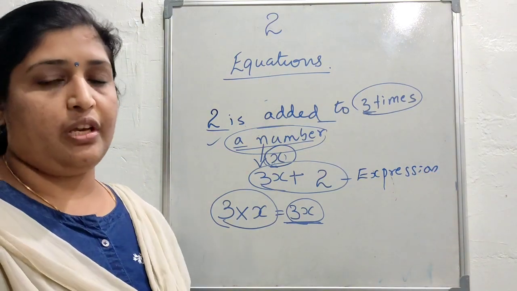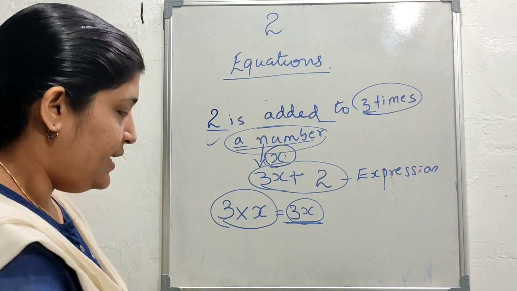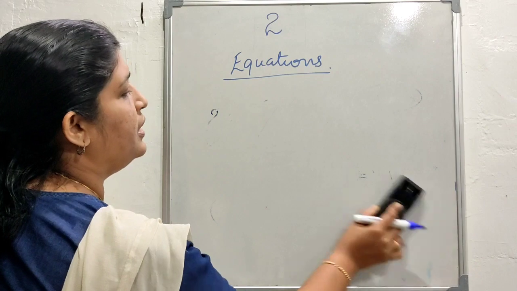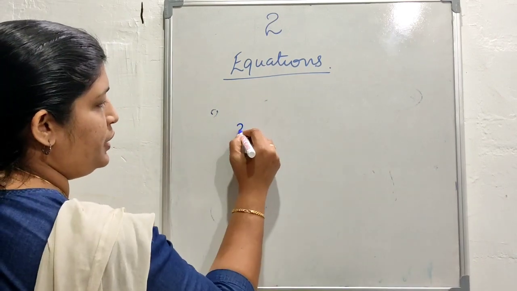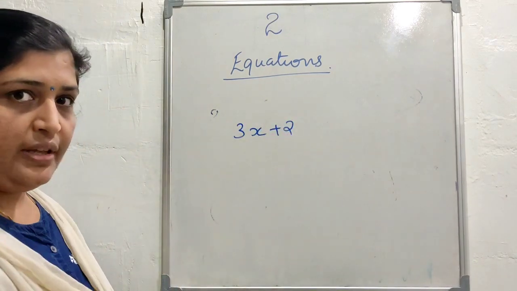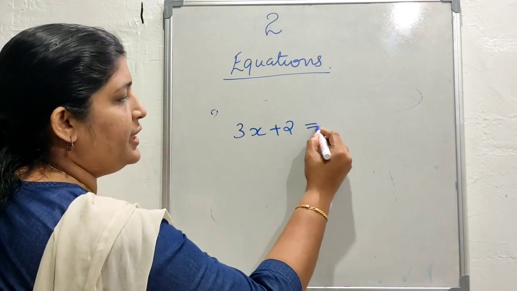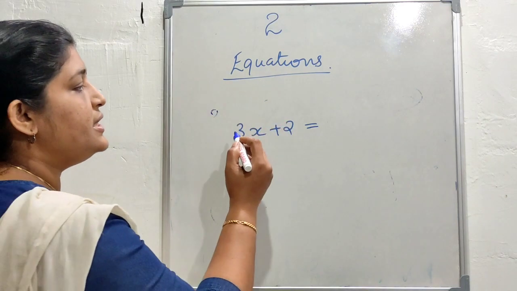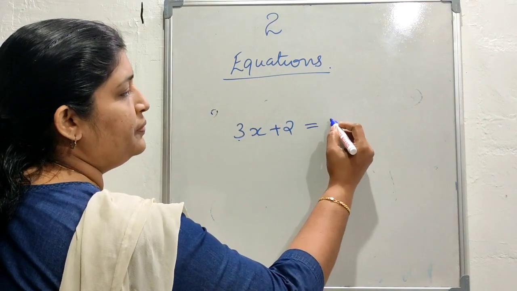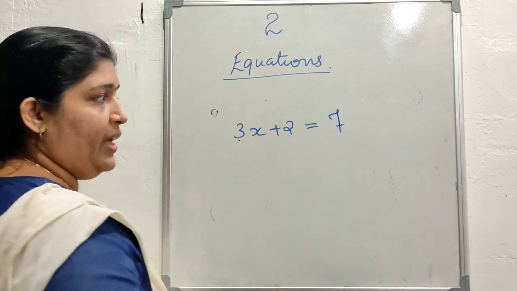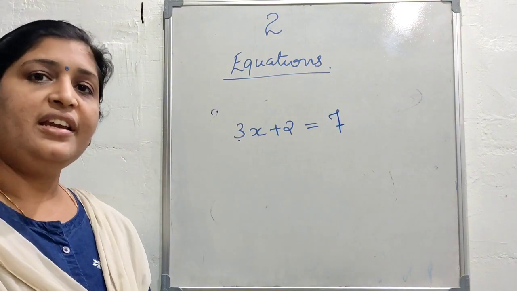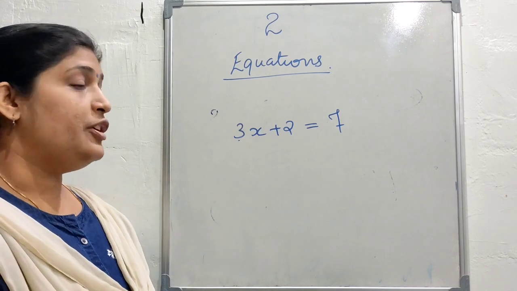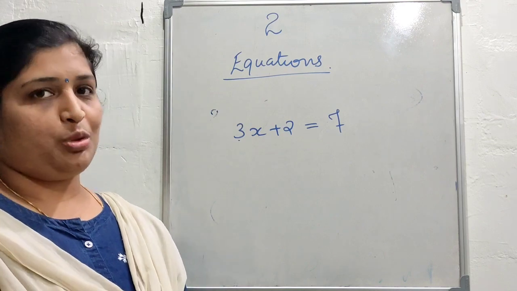What is the difference between an equation and an expression? See here, we have 3x plus 2. This one is an algebraic expression. If an equal to sign is involved here, it is called an equation. That is, 3x plus 2 is equal to 7. This one is an equation. I hope you all understood the difference between an equation and an expression.